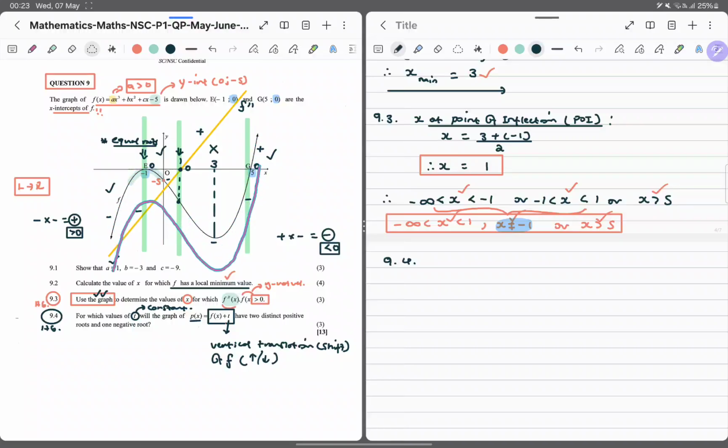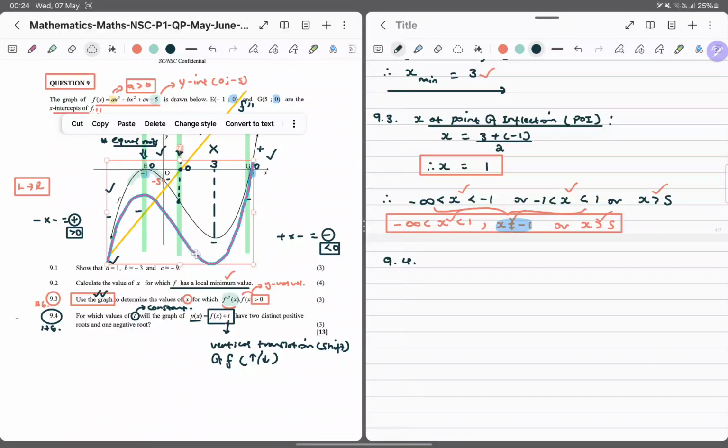Now we can move this graph down, but if we move the graph down, even if it's just 1 unit down, what you will notice is that we lose that x-intercept at E. So we only end up with just one single intercept. But remember, the condition is that this must have two distinct positive roots, meaning they must be of different values, and one negative root. So we lose the negative root and we end up with just one positive root here when we move the graph down. So it means we cannot move this graph down.